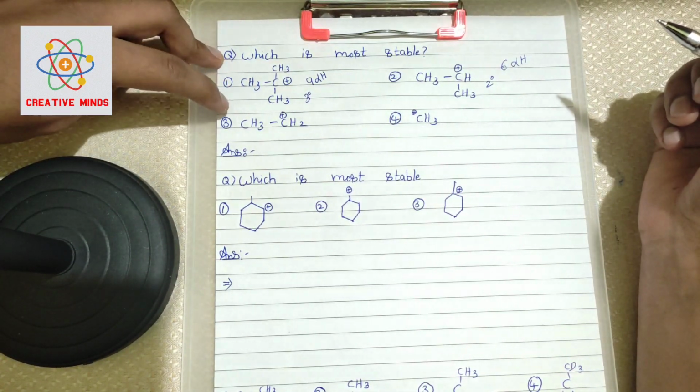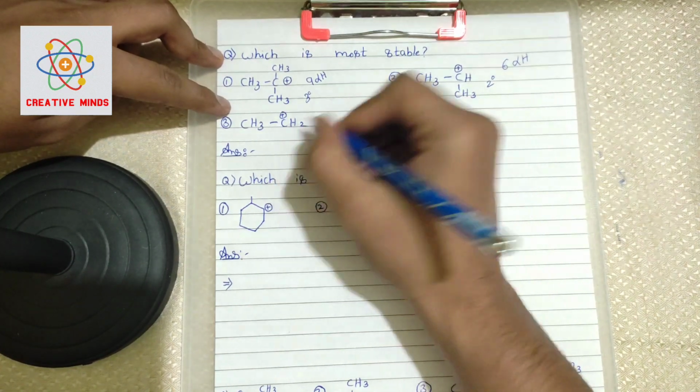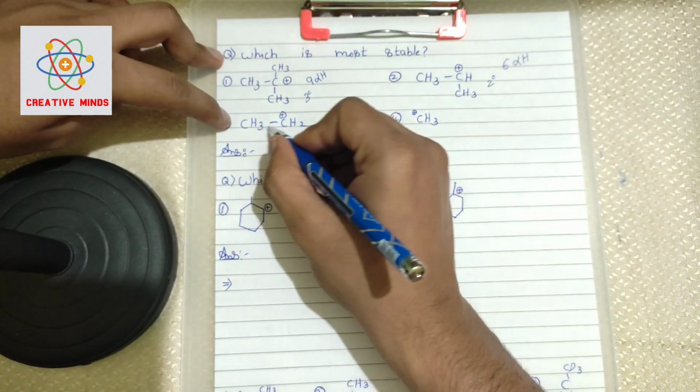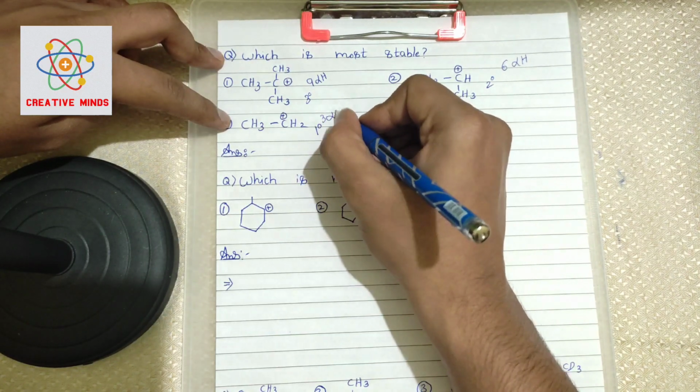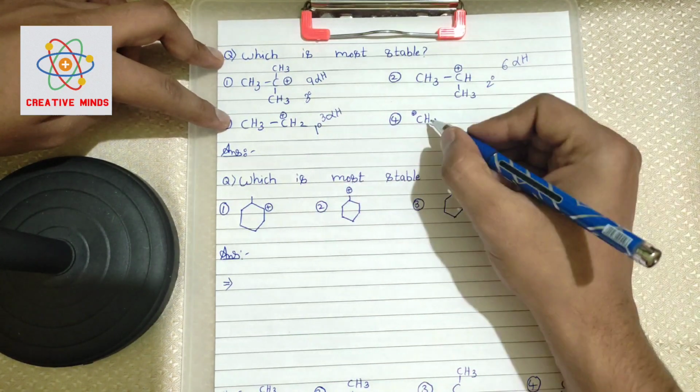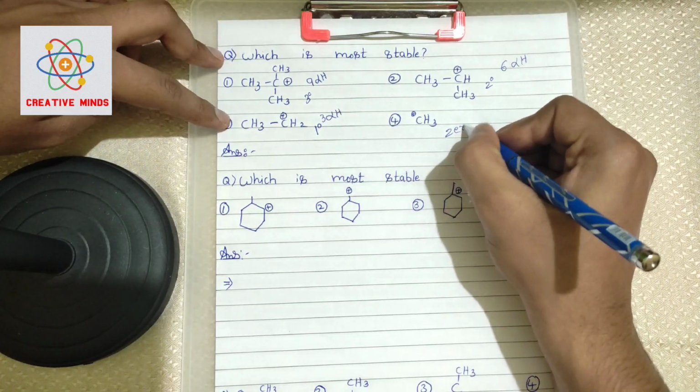Now if you look at the third option, it is a primary carbon, because only one CH3 is connected. How many alpha hydrogens? 3 alpha hydrogens are connected here. Now in the last option we have 0 alpha hydrogen.